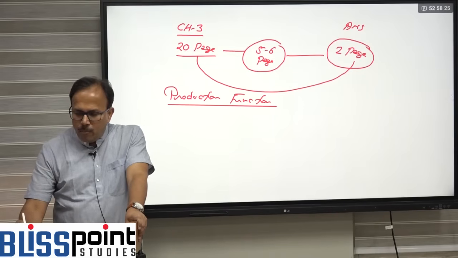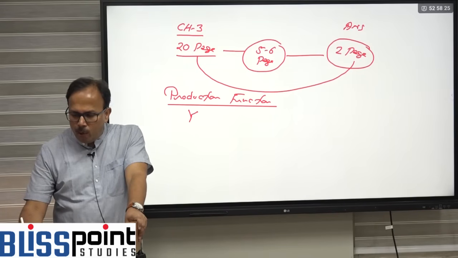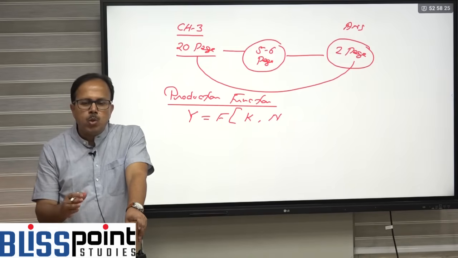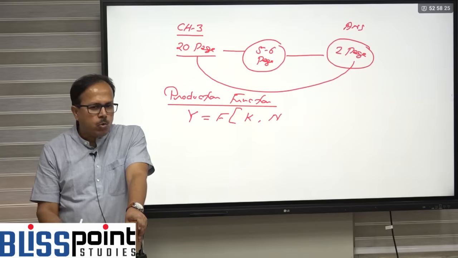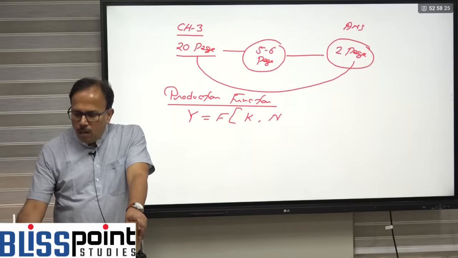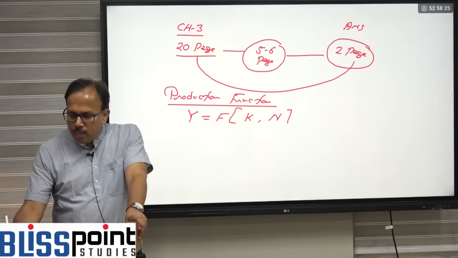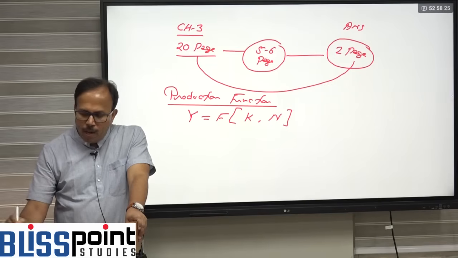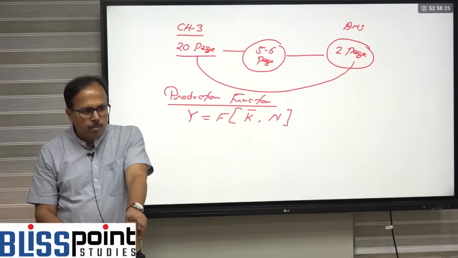So I write in macroeconomics, I write Y, that is output, as a function of stock of capital, employment of labor denoted by N. It is also a function of technology. So there are many factors, but you write function as this: Y is a function of capital and employment of labor, where technology is constant and capital is also constant.